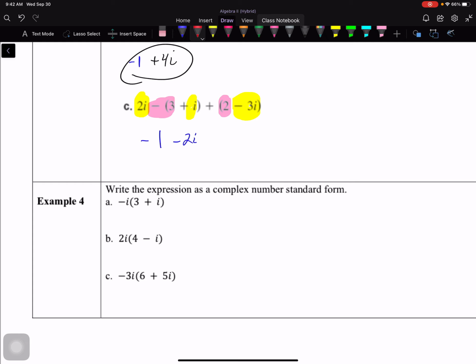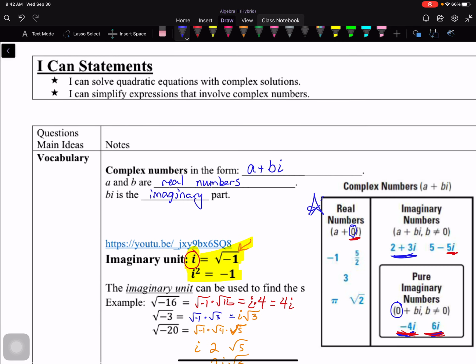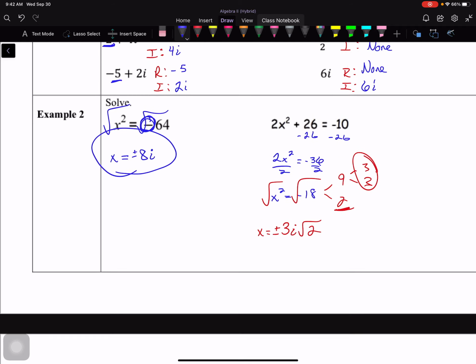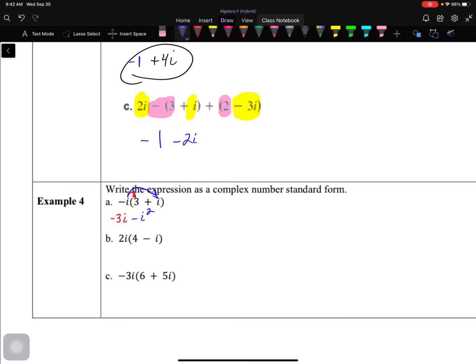We can also distribute, aka multiply. Now here you have to be careful. So -i times 3 is -3i. Pretty straightforward, but here -i times i is -i squared. If I scroll back up, here's the other part. i squared is -1. So let me just jump over to the side here. So we have -3i minus i squared is -1. Change that to addition. We have -3i plus 1. And if you're going to write it in the proper form, the real part needs to come first. So it's actually going to be 1 minus 3i.